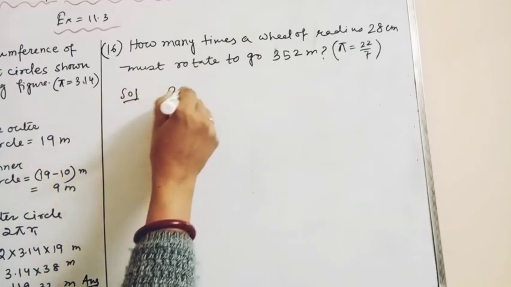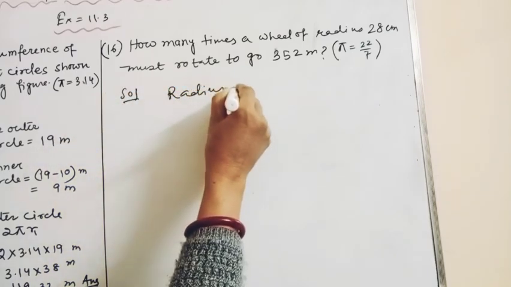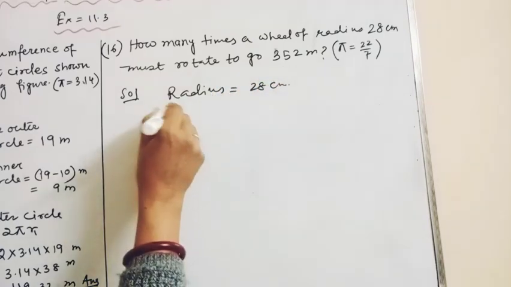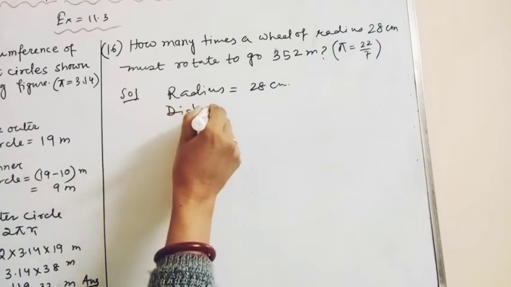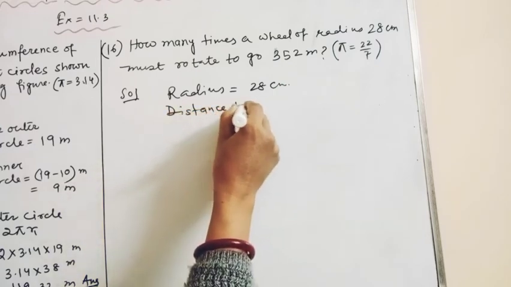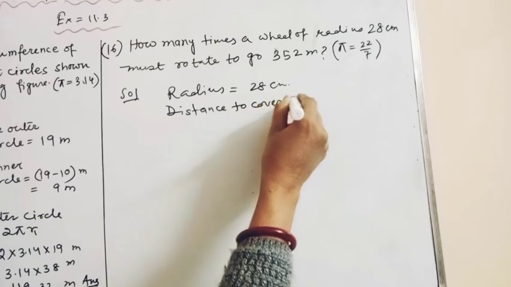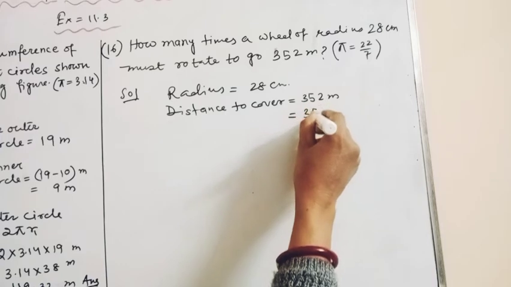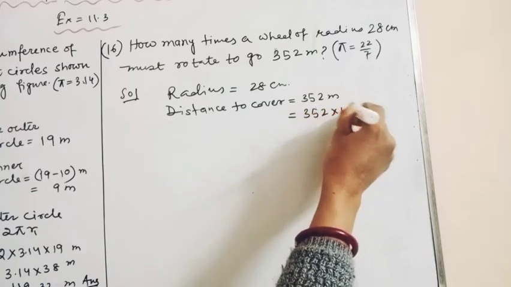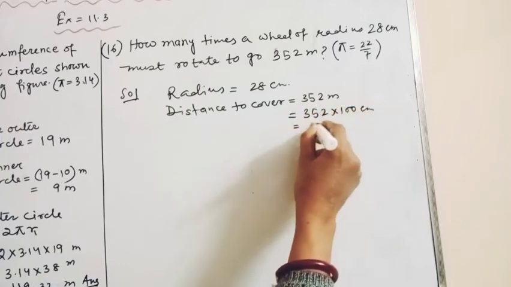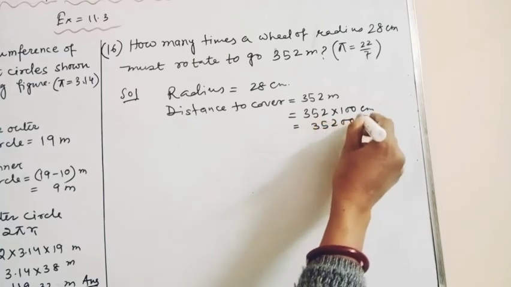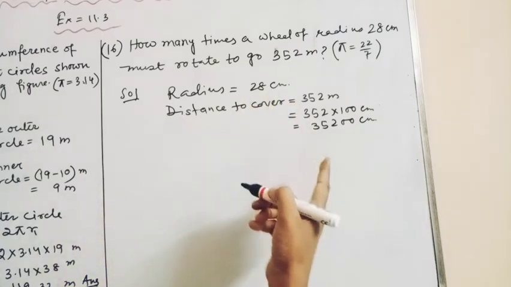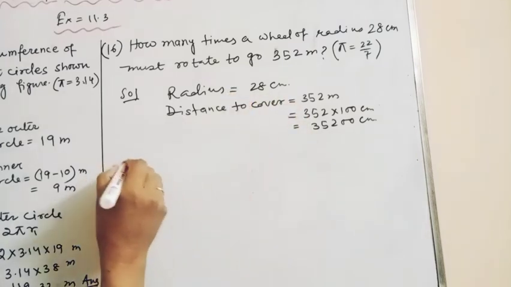Radius of the wheel is 28 centimeter, and the distance to cover is 352 meter, or 352 into 100 centimeter, which is 35200 centimeter.